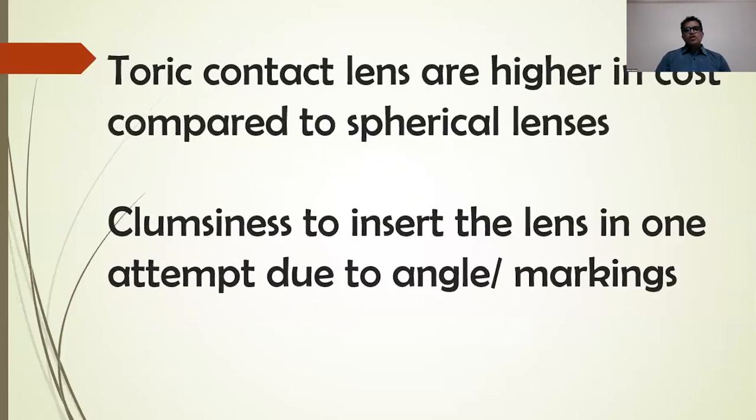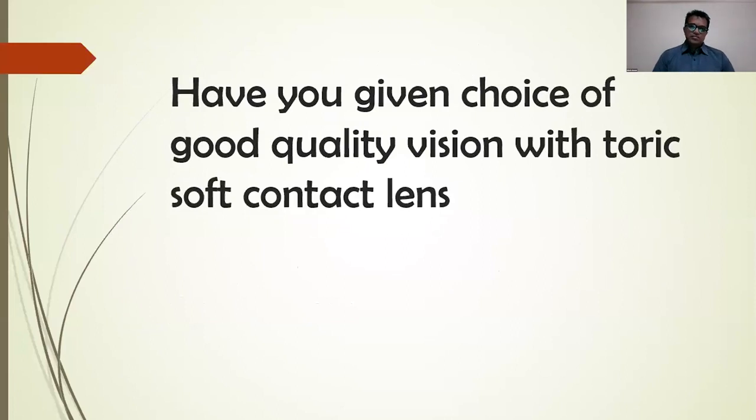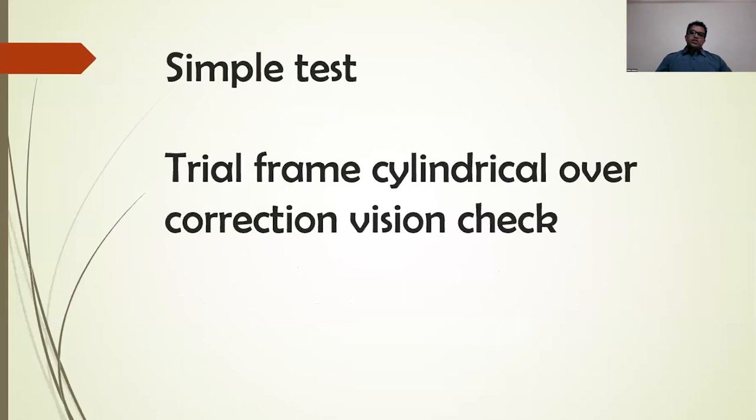Now, have you given a choice of good quality vision to the patient? If you tell the patient, I'm going to give you a choice between a spherical soft contact lens and a toric lens, and how good your vision is going to be, how do you do it? It's a simple test. Say you have a -6 diopter spherical in the trial frame, and you put your overcorrection of the cylinder, about 1.5 diopters, and then you tell the patient, see what is the difference in the vision that you see.